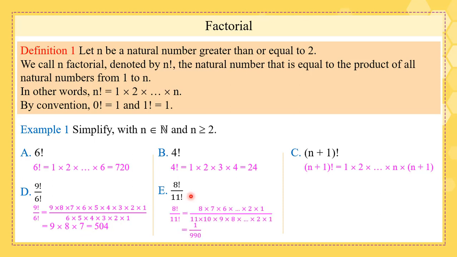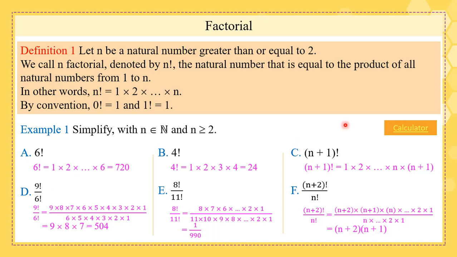Let's see part E. We do it similar to part D. 8 factorial is the product of all natural numbers from 1 to 8, and 11 factorial is the product from 1 to 11, and we can simplify 1 to 8 with 1 to 8. We get 1 over 9 times 10 times 11, which is 990. Finally, part F. If we write n plus 2 factorial as a product and n factorial as a product, we simplify from 1 to n in the denominator and from 1 to n in the numerator. We get n plus 2 times n plus 1.